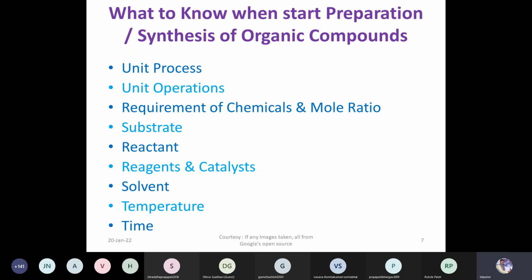So again repeating, unit process means chemical change of matter or material takes place. Unit operations means physical change of matter or material takes place.